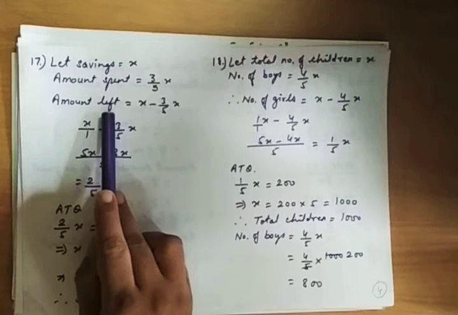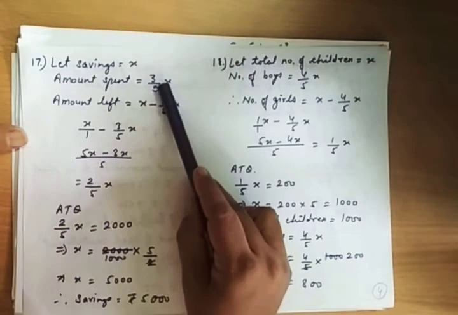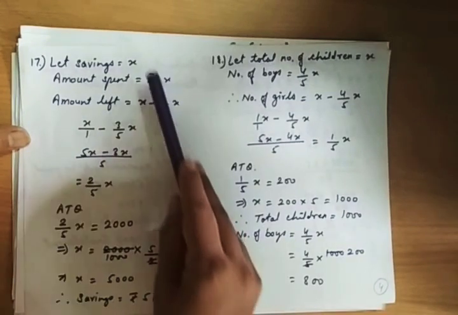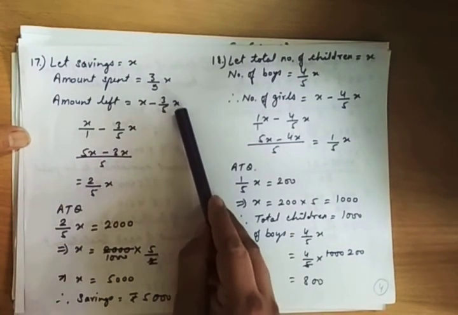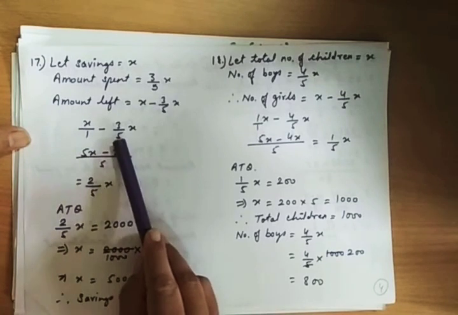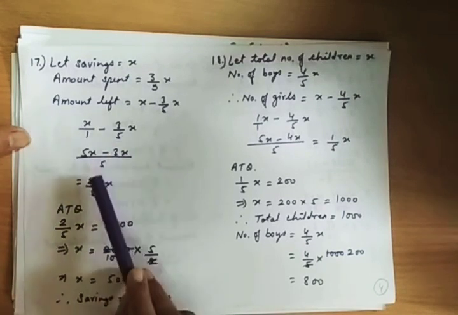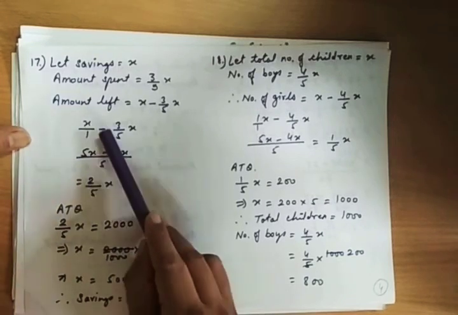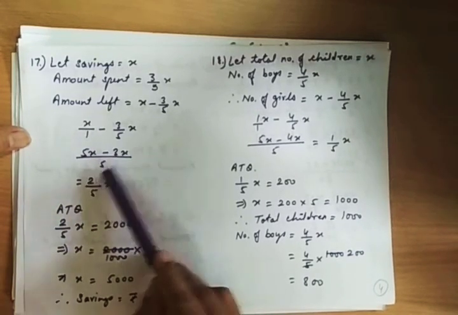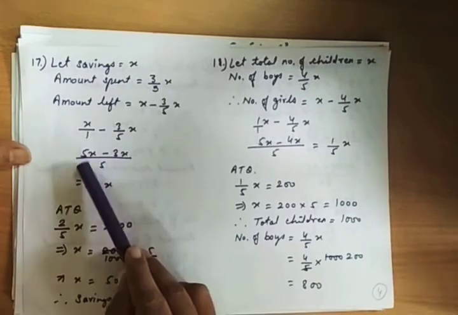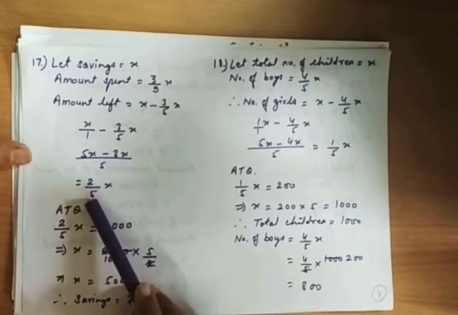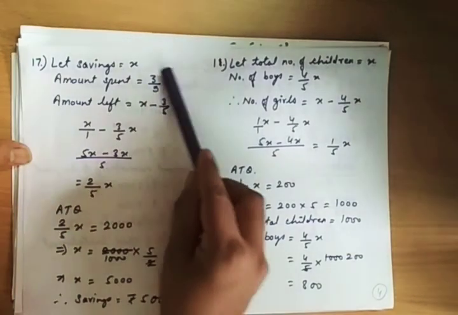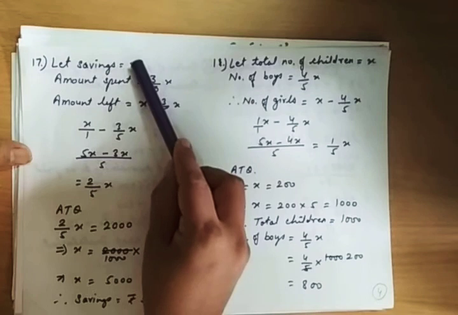Now what is the amount left? Beta, this is your saving, and this you have spent. Then how much is left with you? So you will subtract the two: x minus 3 by 5 x. When we subtract the two fractions, LCM of 1 and 5 is 5. 1 5s are 5, so 5 into x, it will be 5x. Minus 5 1s are 5, so 3 into 1, it will be 3x. 5x minus 3x, it will be 2 by 5 x. So this is the amount of money left when I have spent 3 by 5 of my savings.